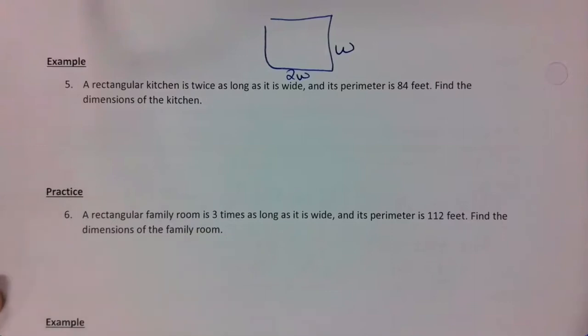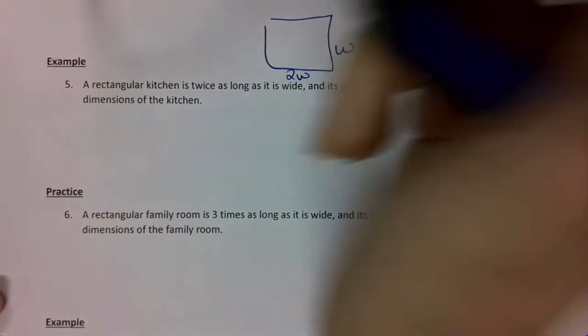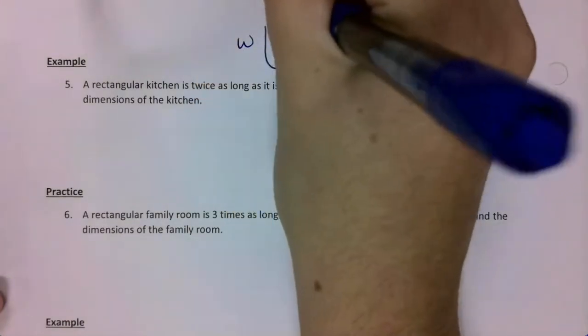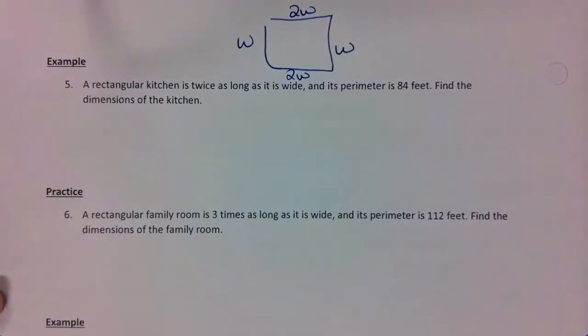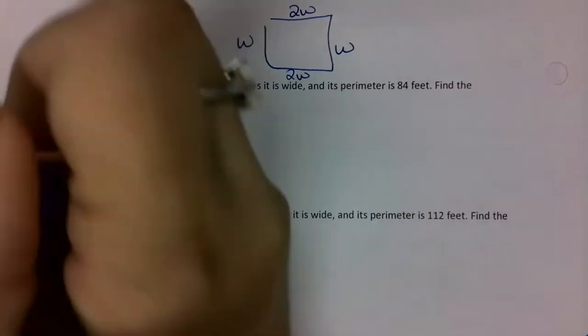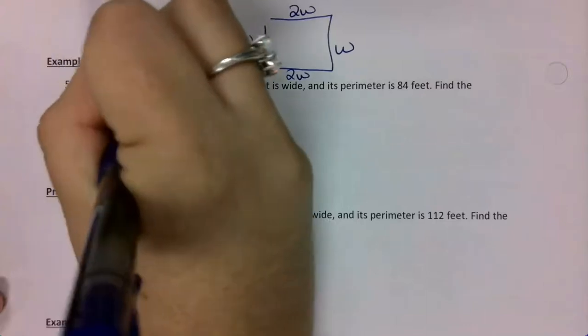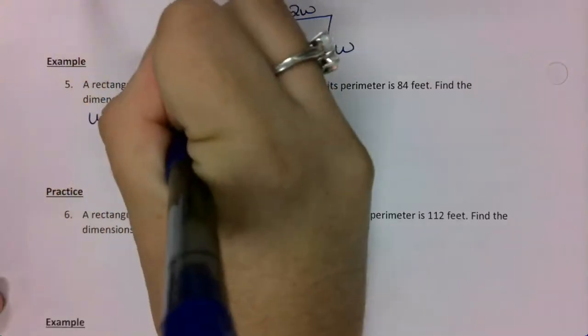What is perimeter? Adding up all the outside lengths together. So I want to label all of those. So what I'm going to do is I'm going to add up these 4 sides, and I'm going to set it equal to my perimeter of 84.